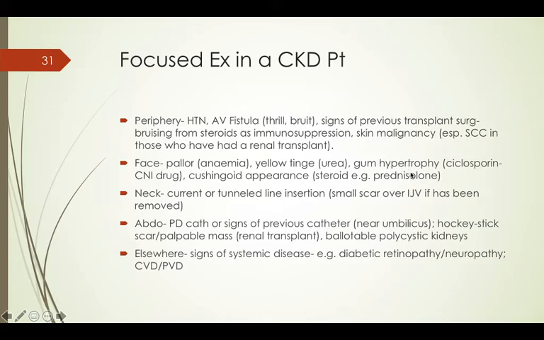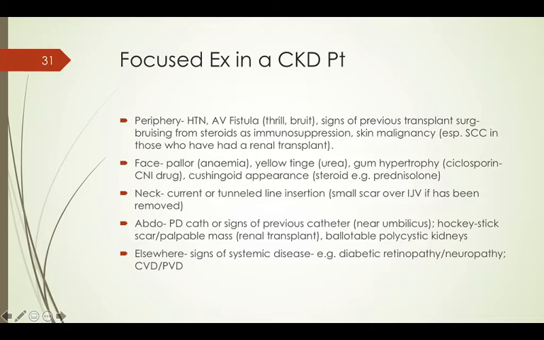Certain medications, apart from steroids given post-transplant, include calcineurin inhibitors, such as cyclosporin. Classically, they cause gum hypertrophy, as well as hirsutism, which is male pattern growth of hair, really. A Cushingoid appearance, again, due to steroid use.